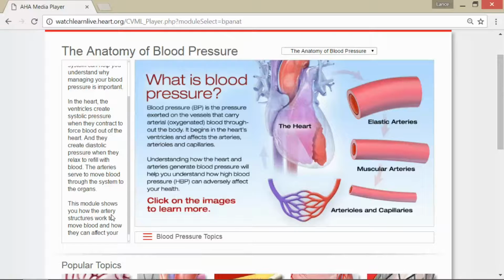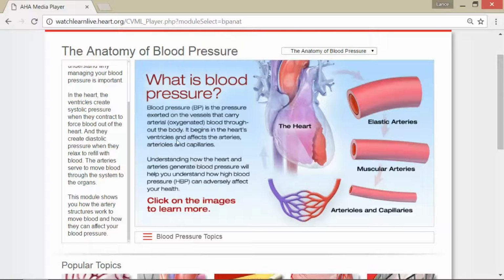This module shows how the artery structures work to move blood and how they can affect your health and blood pressure specifically. So, what is blood pressure? Well, blood pressure is the pressure exerted on the vessels that carry arterial or oxygenated blood throughout your body. It begins in the heart's ventricles and affects the arteries, the arterioles, and the capillaries. And the capillaries are really small. Understanding how the heart and arteries generate blood pressure will help you understand how high blood pressure, or HBP, can adversely affect your health.